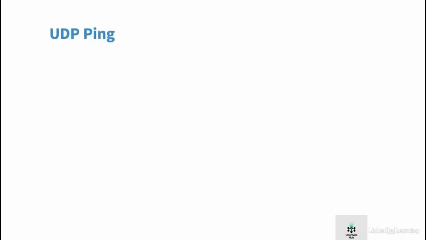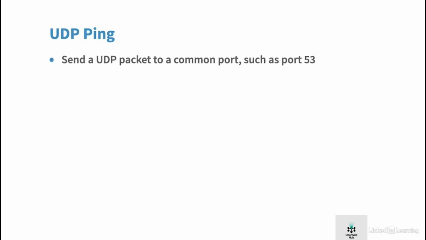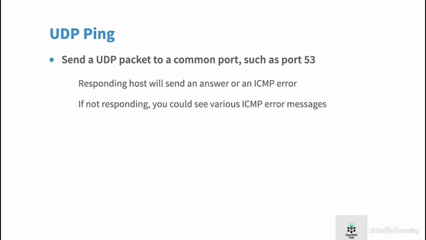Another scan we can use to test for liveness is a UDP ping. With this scan, Nmap will send a UDP packet to some common ports, for example, port 53, which is used for DNS. It sends it out and will wait for a response. A responding host will return an answer or an ICMP port unreachable error, and if not responding or offline, you could see various ICMP error messages.